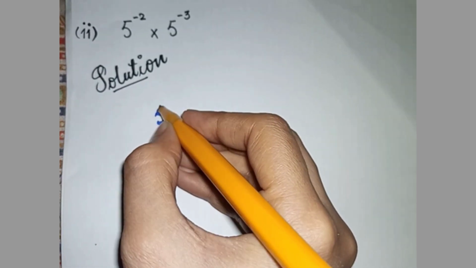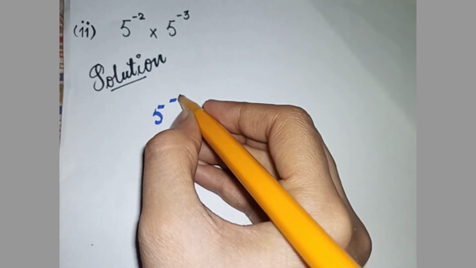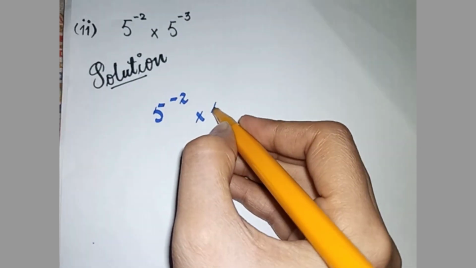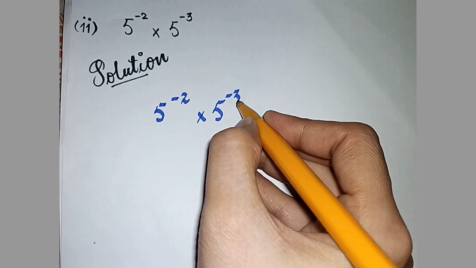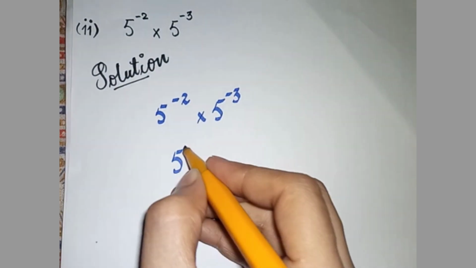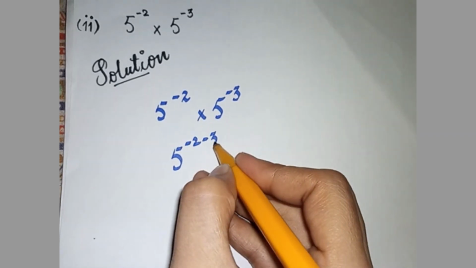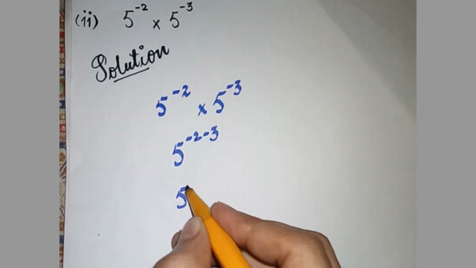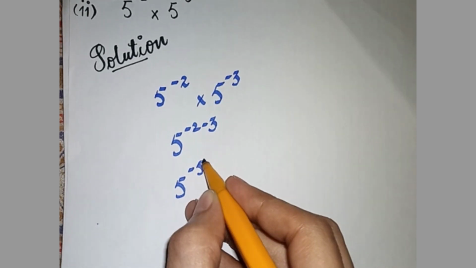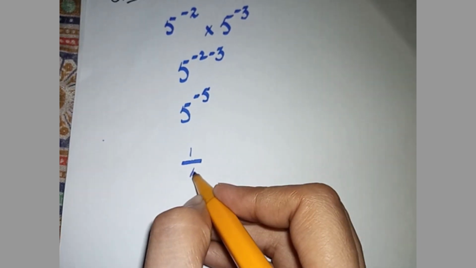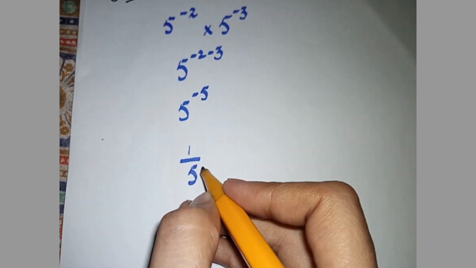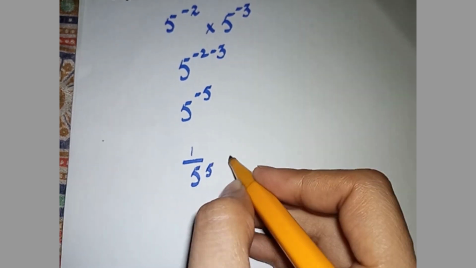Third question is 5 to the power minus 2 times 5 to the power minus 3. To simplify this expression, we can use the rule that says when we multiply two powers with the same base, we add the exponents. So the answer to this question is 1 over 5 to the power 5.